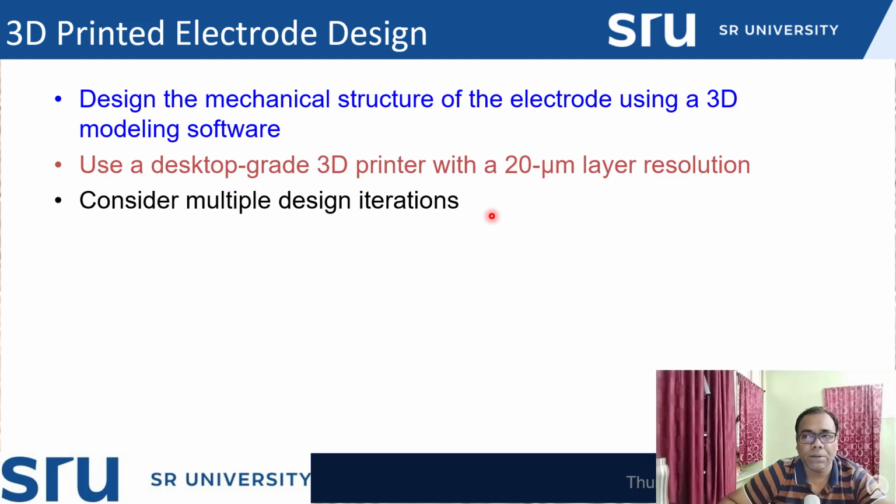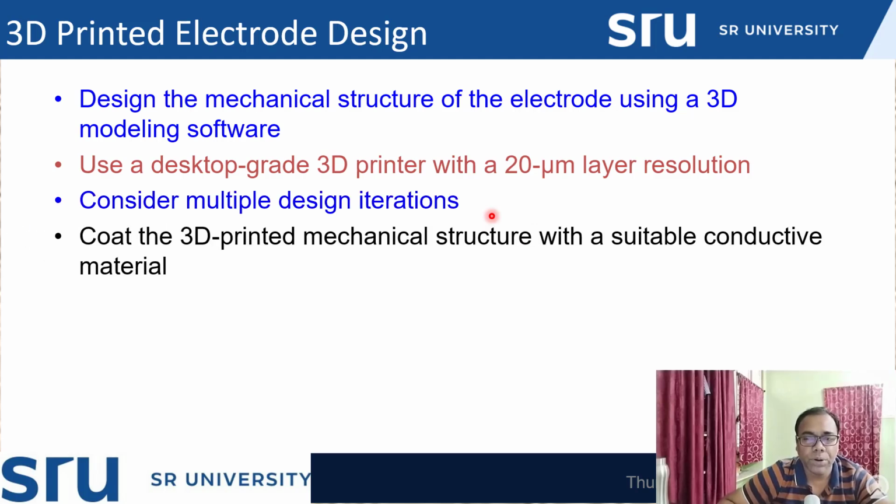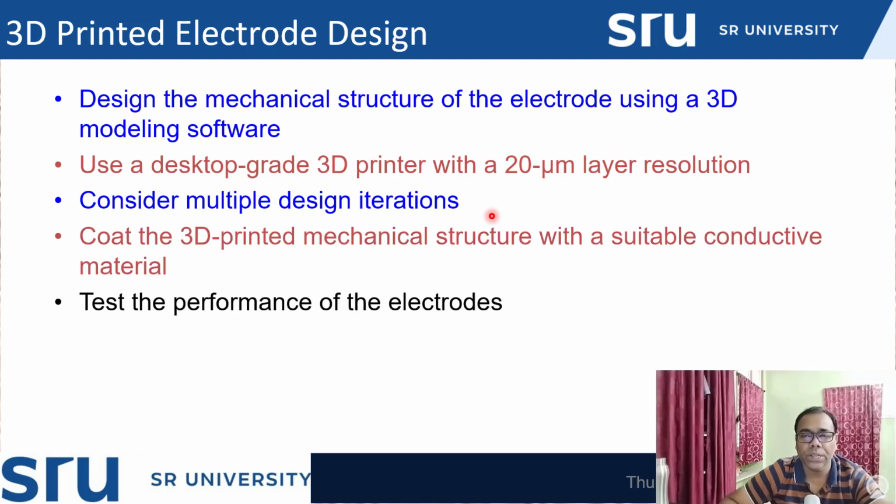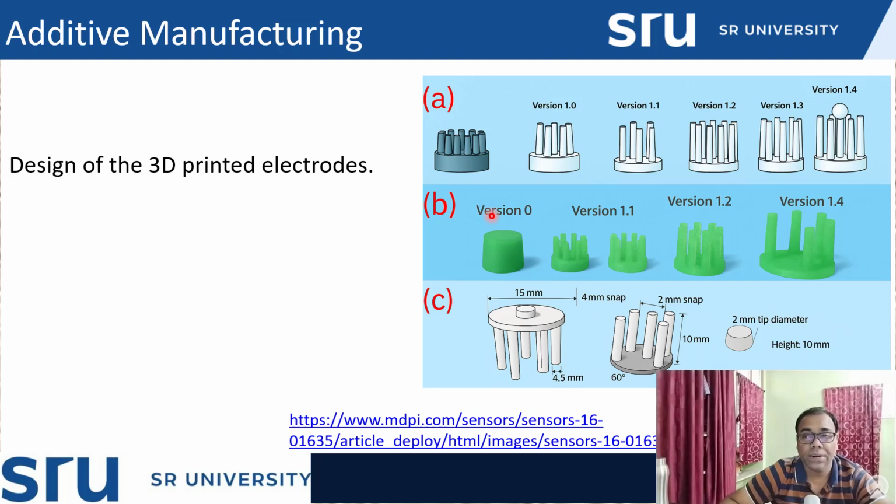At that time one energy beam may not be sufficient to provide that much energy, so you have to perform it multiple times. Similarly, one can perform the coating of the printed part, because sometimes you are not using a metallic powder material. In that case coating has to be performed, so a suitable coating material has to be selected also. Similarly, you have to perform the testing and characterization of the electrode.